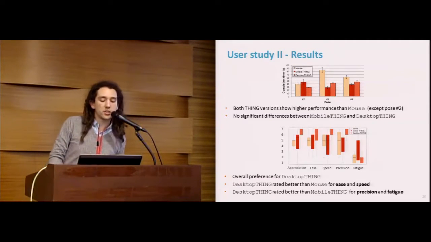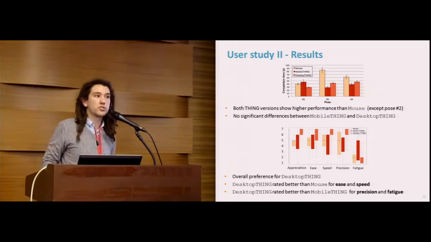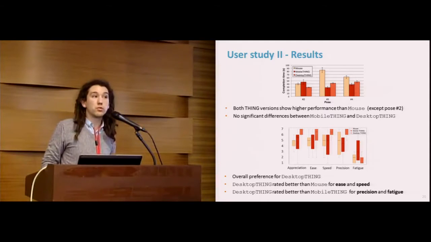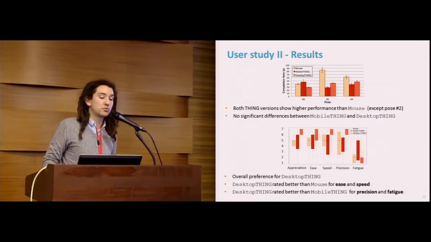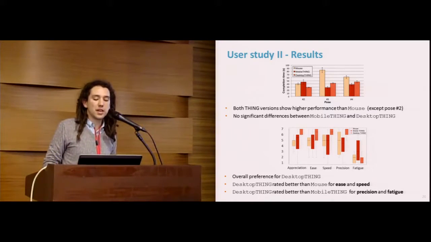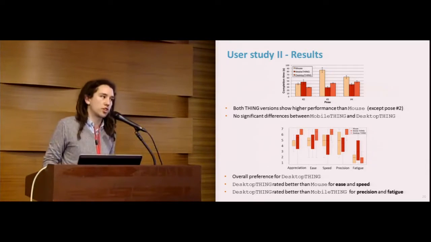And here are the results. So we found that both versions of our approach showed higher performance than the mouse, which is consistent with the first user study, except for pose number 2, and we suspect that this is because there was a learning effect, and we removed the first pose to gain some time. And the other result is that there was no significant difference in terms of performance between the two versions of our approach, the mobile one and the hybrid one, which uses a computer mouse. So this is what we wanted to check for.